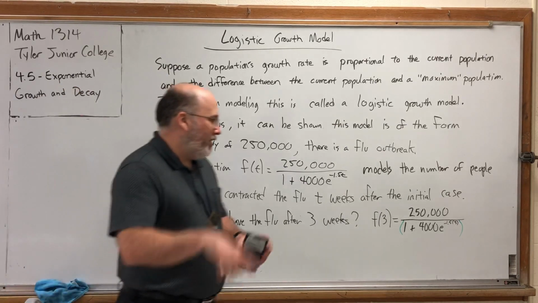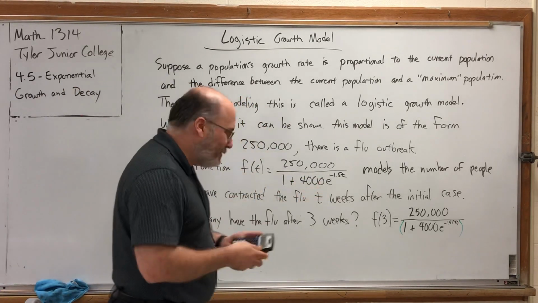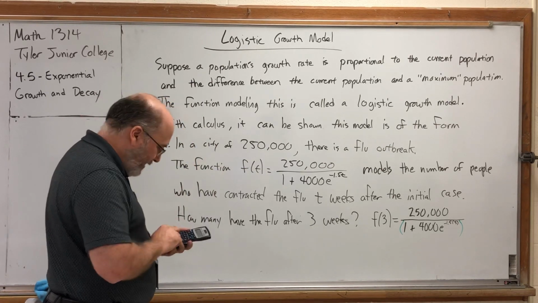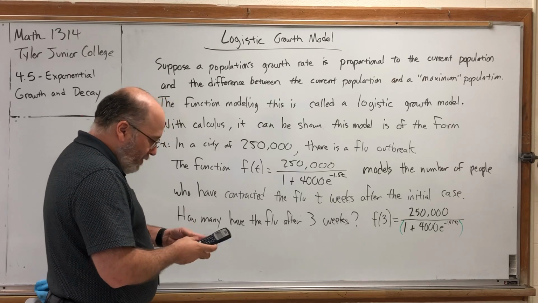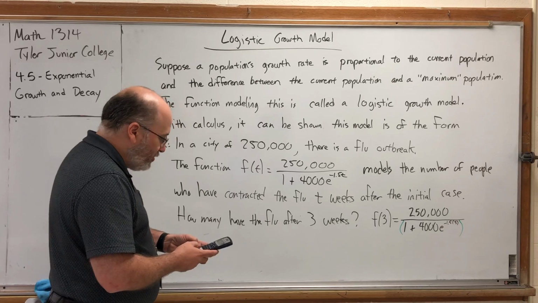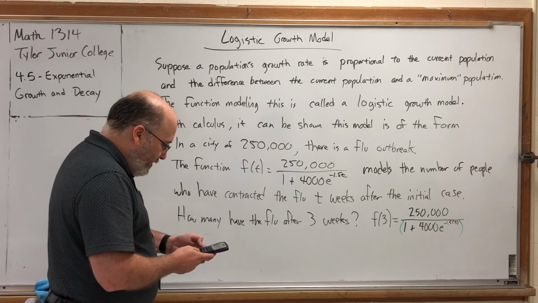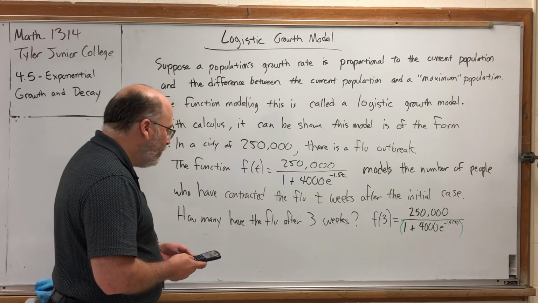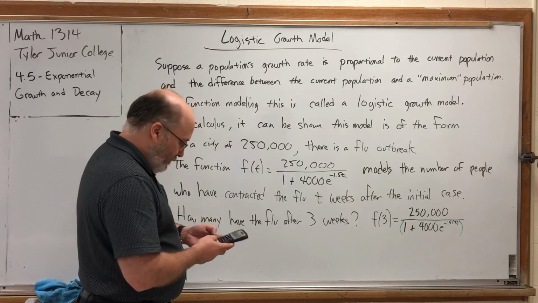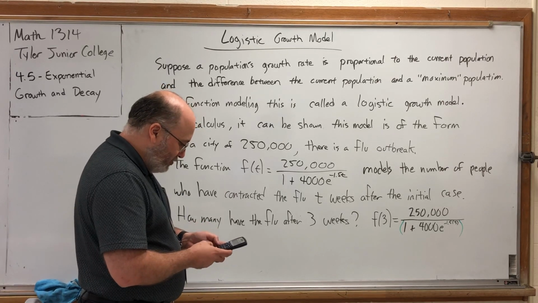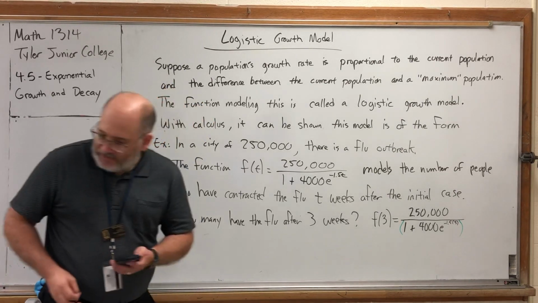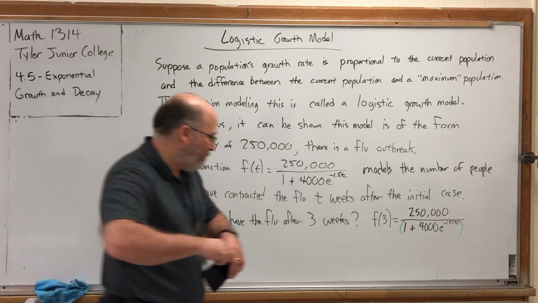If you have a calculator that allows you to type a fraction template, then this is pretty easy to put in. But in a calculator that only types from left to right, doesn't have multiple lines, then you have to be a little more savvy. 250,000 divided by, open parentheses, 1 plus 4,000 e to the, my calculator defaults in open parentheses when I press e to the, negative 1.5 times 3, close the parentheses on the exponent, close the parentheses on the denominator, and I get a number that's probably larger than you might have been expecting.